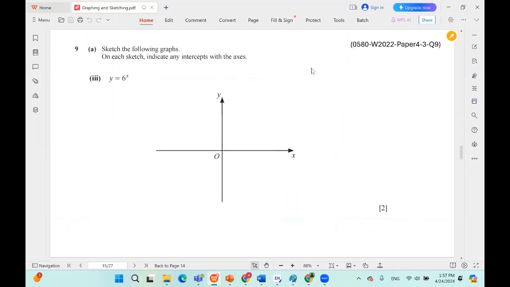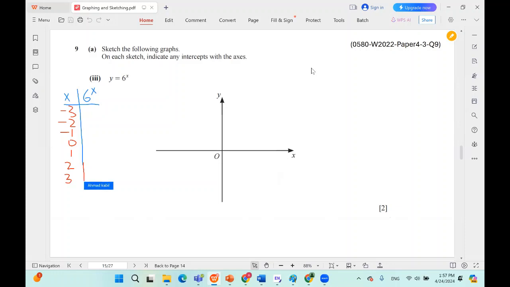Here we want to graph y equals 6 power x. So this is an exponential function. Exponential functions have a certain behavior that you need to be aware of. No matter what the value of x is, this function will never be 0. So this is something you need to understand and to be aware of. Let's try to put random values of x. So let's put maybe -3, -2, -1, then 0, and then 1, 2, 3. And let's see what happens to the values.